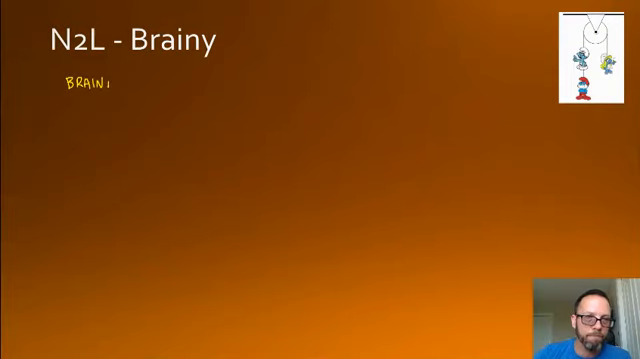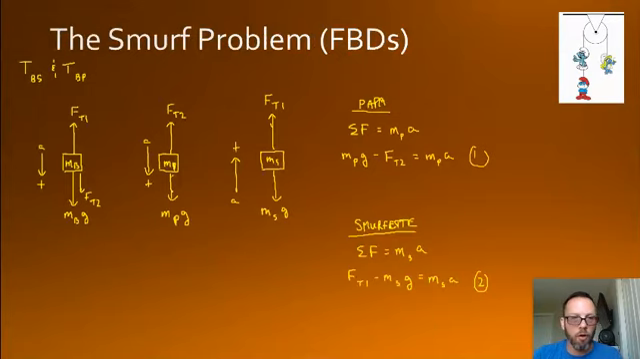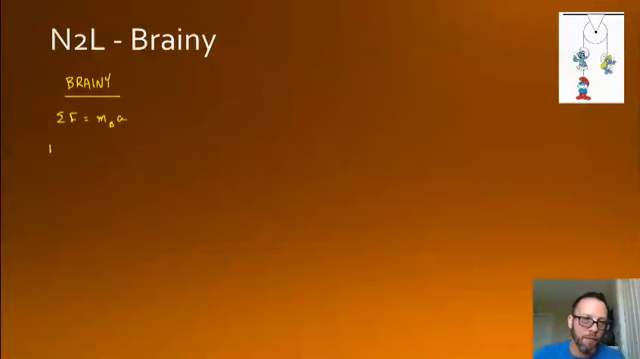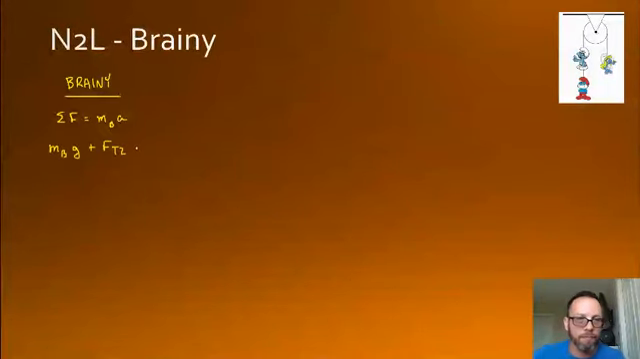So for Brainy Smurf, sum of forces equals mass of Brainy times acceleration. Let's just refer to our free body diagrams. For Brainy, in the positive direction, we have his weight and FT2. We have mass of Brainy times g plus FT2 going in the positive direction. And we have FT1 going in the negative direction.